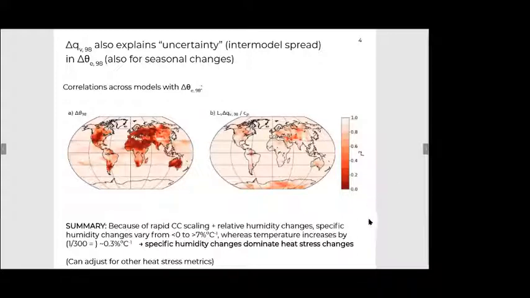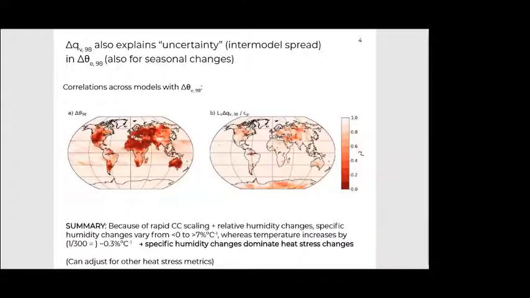And one basic reason for that is just the rapid scaling of Clausius-Clapeyron. So if you combine that with relative humidity changes, specific humidity could change by a negative amount or by more than 7% per degree of warming. Whereas temperature is generally going to increase by about 0.3% per degree warming, say 1 over 300 Kelvin. And there's not going to be a lot of spread around this.